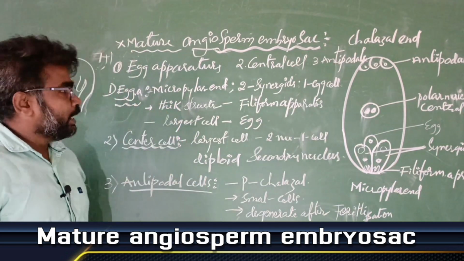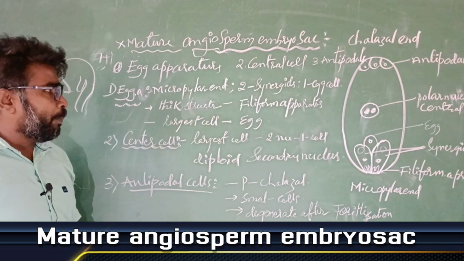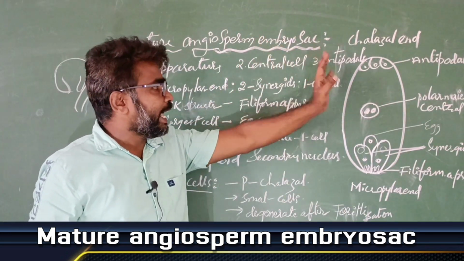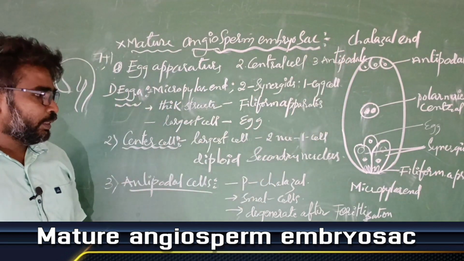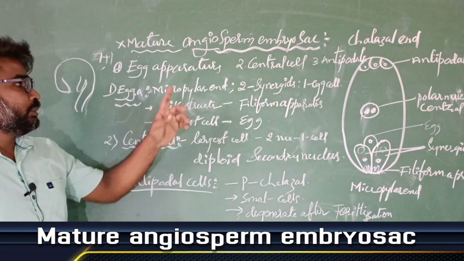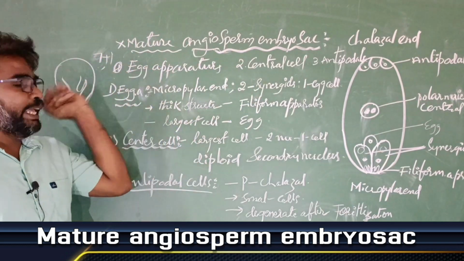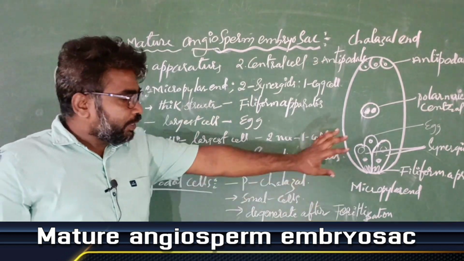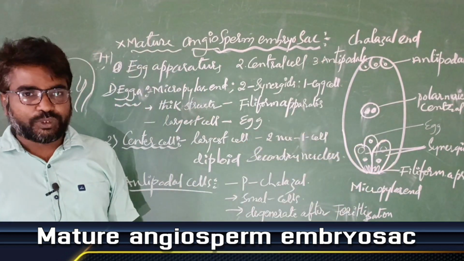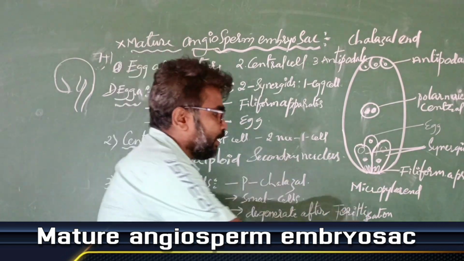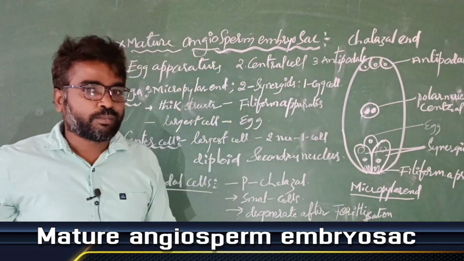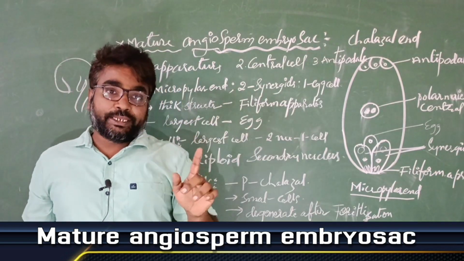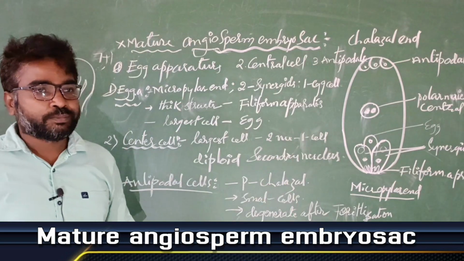Next, first is the egg apparatus, the second one is the central nuclei, and the third one is the antipodal cells. Let us see the egg apparatus. Here, the egg apparatus is present at the micropylar end. Number one, first point: the egg apparatus is present at the micropylar end.